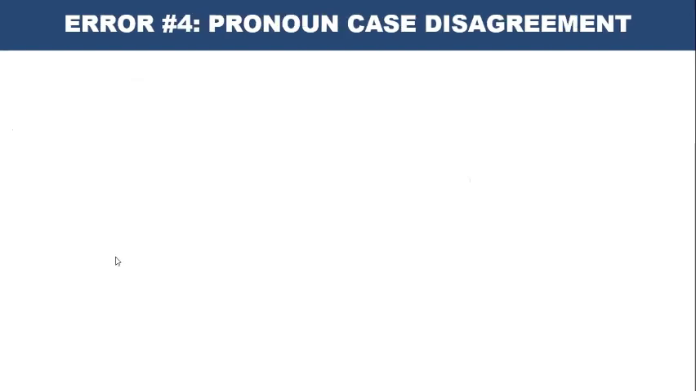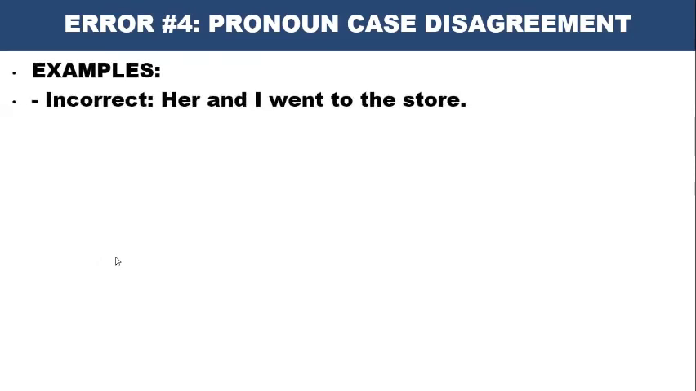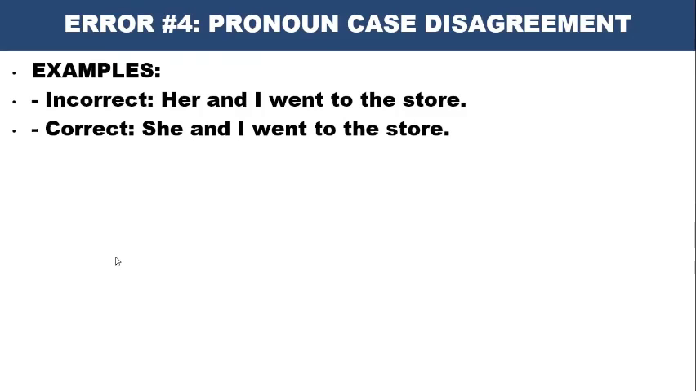Now, this brings us to error number 4, which is pronoun case disagreement. This occurs when the wrong pronoun case is used in a sentence. For example, it is incorrect to say, her and I went to the store, because her is an objective pronoun and should not be used in the subject position. So the correct thing is, she and I went to the store.